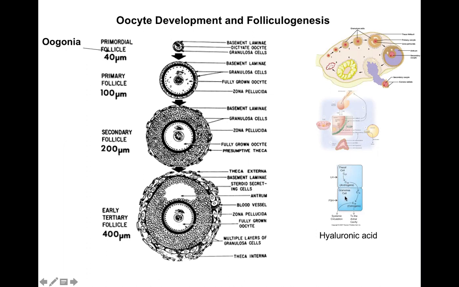And then since the thecal cell is just adjacent to the granulosa cells, they can work hand in hand. The thecal cells convert cholesterol to androgens, and then androgens move into the granulosa cells, and under the influence of FSH, these granulosa cells then help in converting the androgens into estrogens, which then go into the systemic circuit and act at the level of hypothalamus.